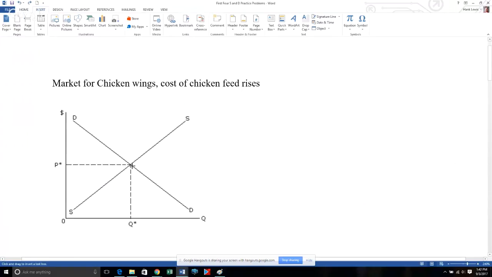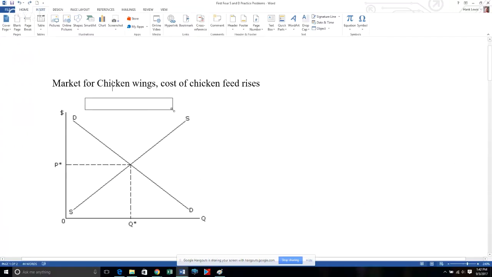You must locate the starting equilibrium price, which is P star, and equilibrium quantity, which is Q star, and notice it corresponds to the intersection of the 2 curves. You must have a vertical axis labeled with a $ sign. You must have a horizontal axis labeled with a Q. You must have an origin labeled with a 0, and this is where we start from, but there's one more thing.